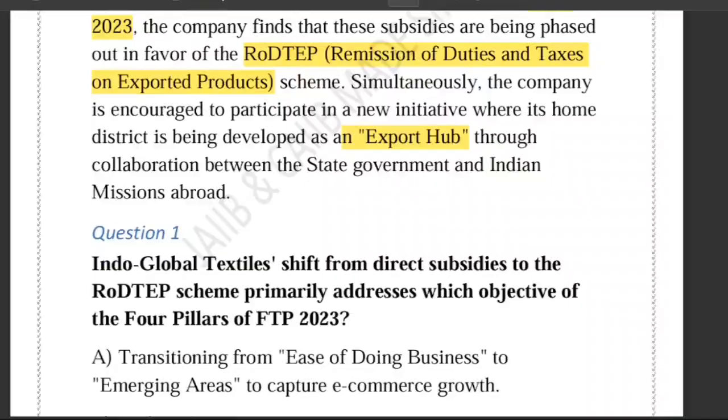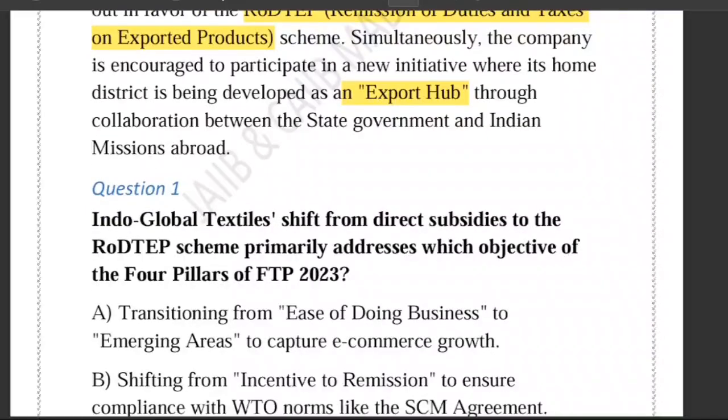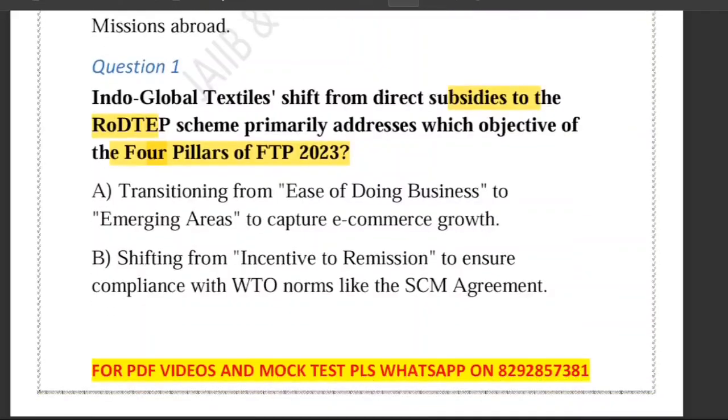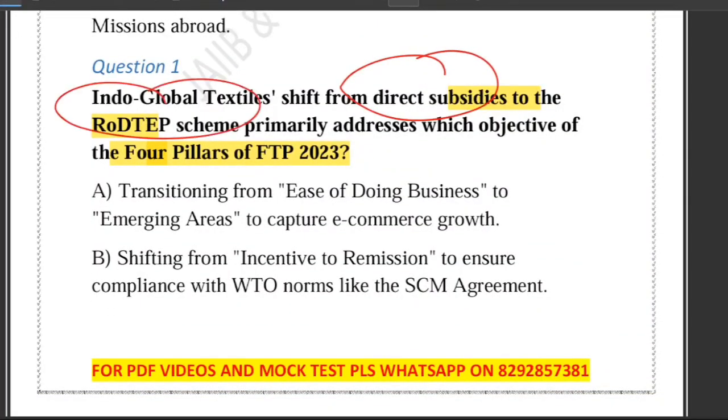Now the question is: Indo Global Textile's shift from direct subsidies to the RoDTEP scheme primarily addresses which objective of the four pillars of the FTP? You know very well that FTP 2023 has four pillars. So there has been a shift. Earlier there were direct subsidies, and now there is the RoDTEP scheme. So this shift from direct subsidies to the RoDTEP scheme addresses which objective?